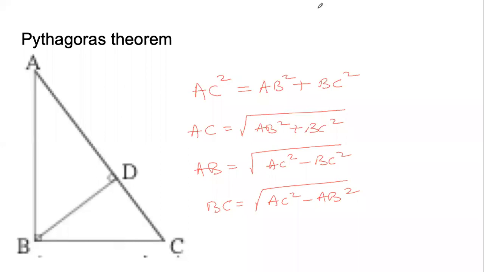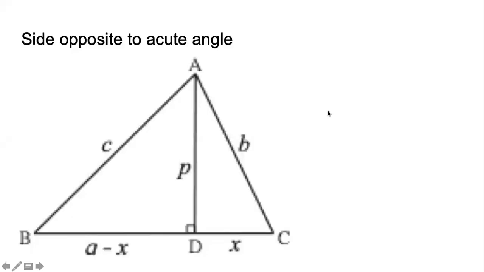We looked at the converse of this theorem also, where we said if we have a triangle such that the square of the longest side is equal to the sum of the squares of the other two sides, then that triangle is a right angle triangle. The next thing that we studied was about not a right angle triangle, but any triangle and the relationship between their sides.